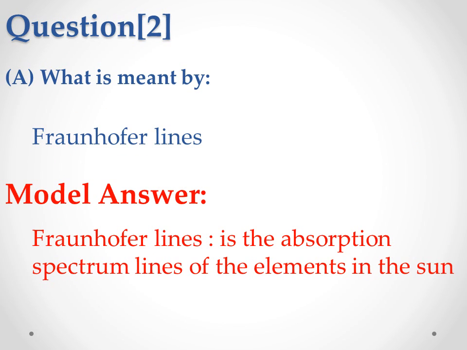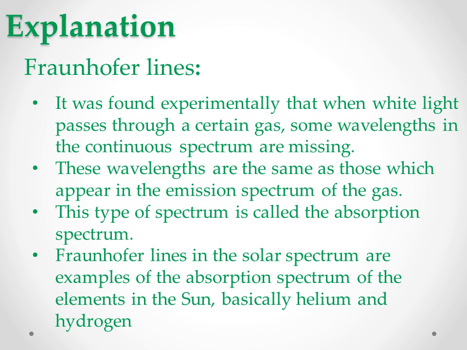Question 2. Say what is meant by Fraunhofer lines. Model answer: Fraunhofer lines are the absorption spectrum lines of the elements in the Sun. Explanation. It was found experimentally that when white light passes through a certain gas, some wavelengths in the continuous spectrum are missing. These wavelengths are the same as those which appear in the emission spectrum of the gas. This type of spectrum is called the absorption spectrum. Fraunhofer lines in the solar spectrum are examples of the absorption spectrum of the elements in the Sun, basically helium and hydrogen.